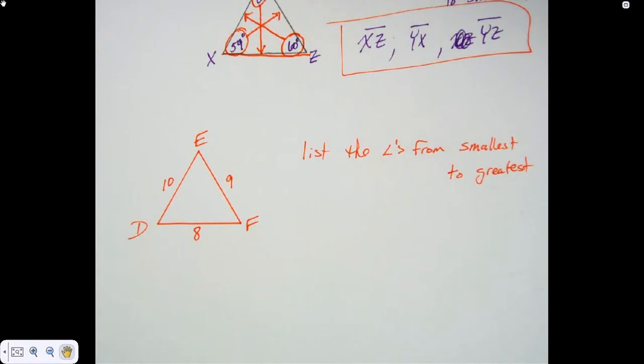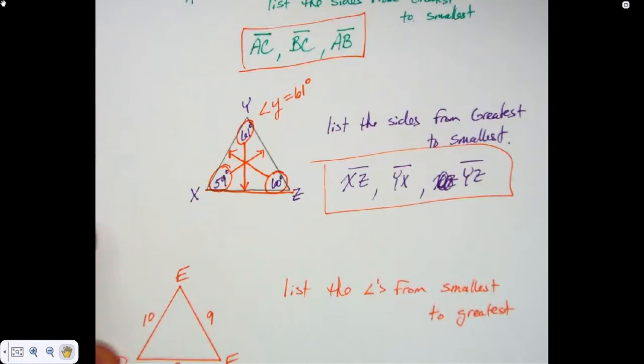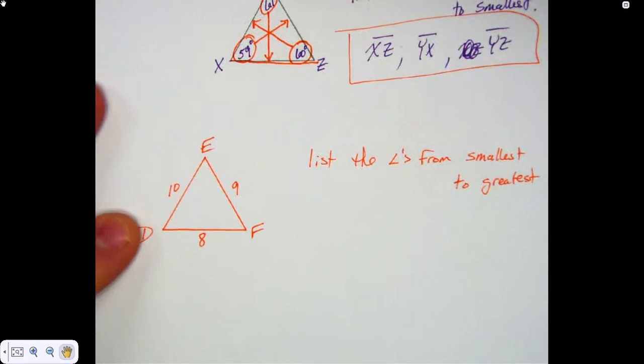Now, what did I do different here? Two things. I asked you to list the what? Angles from smallest to greatest. Now, what did I give you up here? Angles, and I asked you to list the what? Sides. Here I gave you the length of the sides, and I'm going to ask you to list the what? Does the concept change here any? It's just we're going backwards, right?